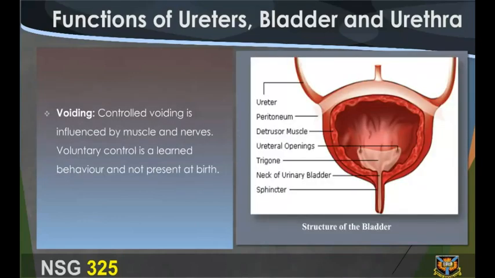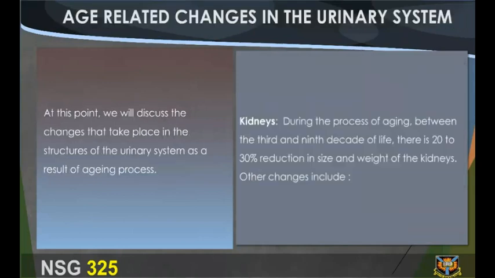Voiding. Controlled voiding is influenced by muscle and nerves. Voluntary control is a learned behavior and not present at birth.